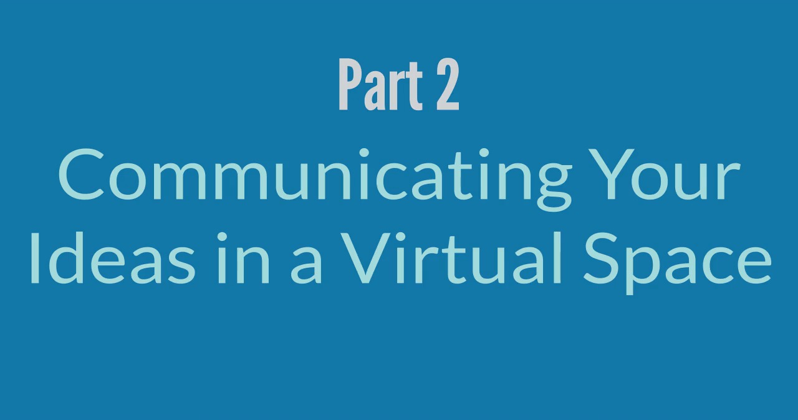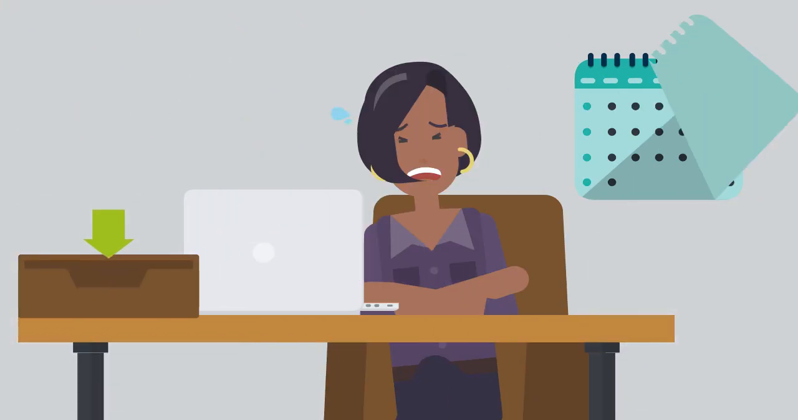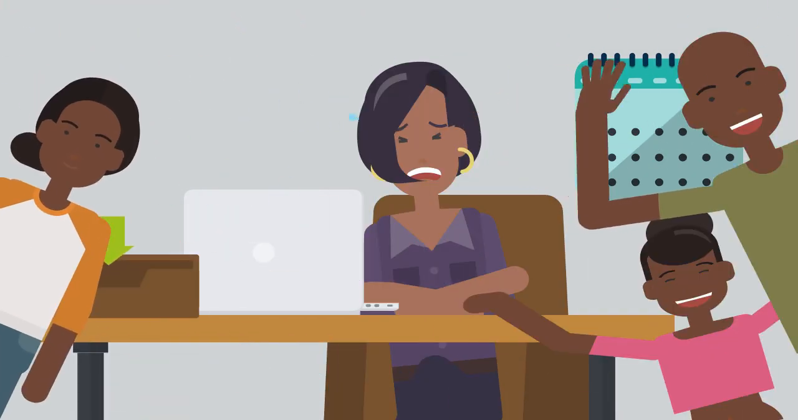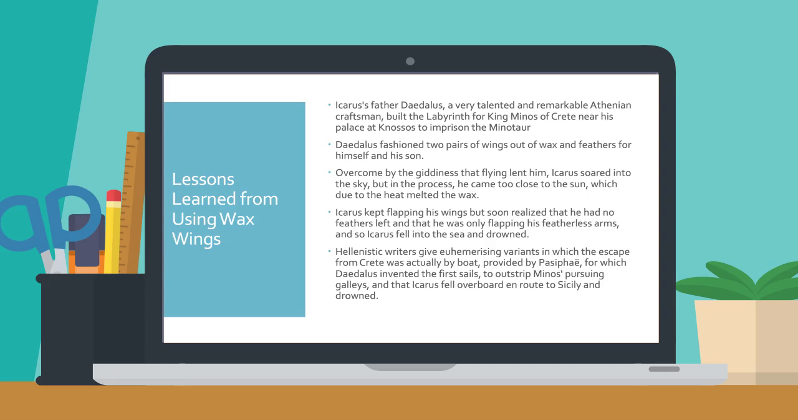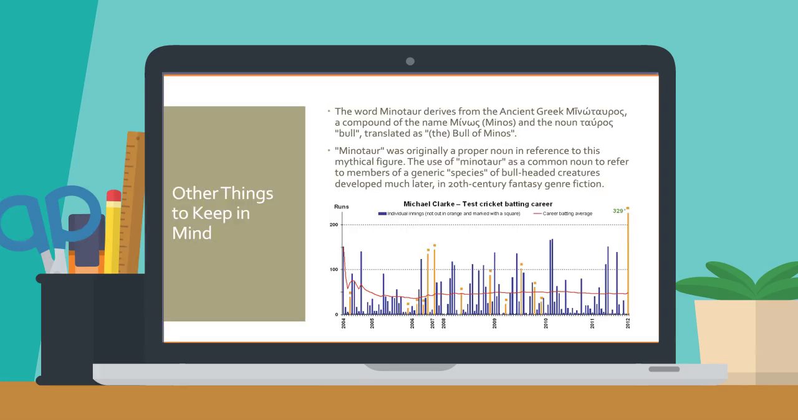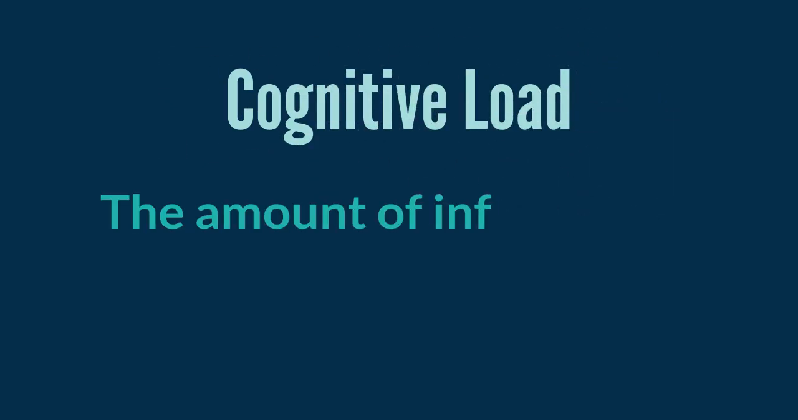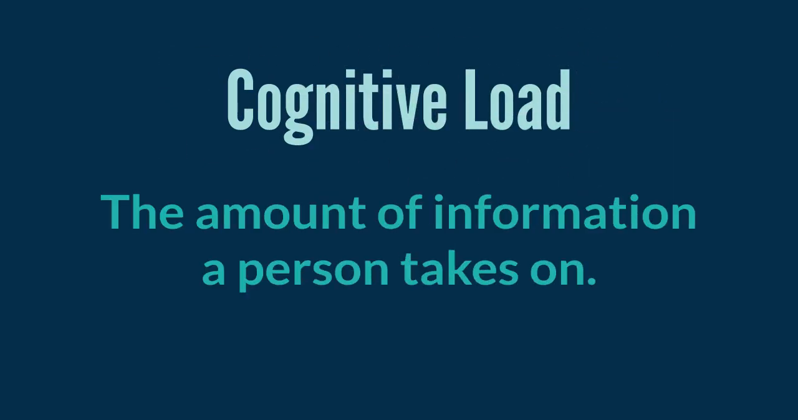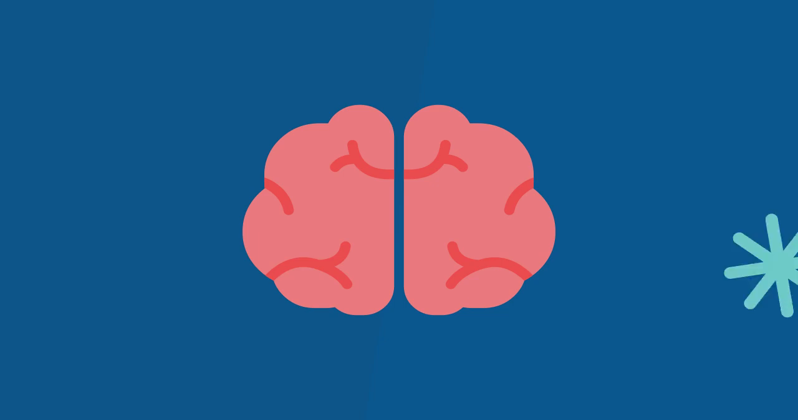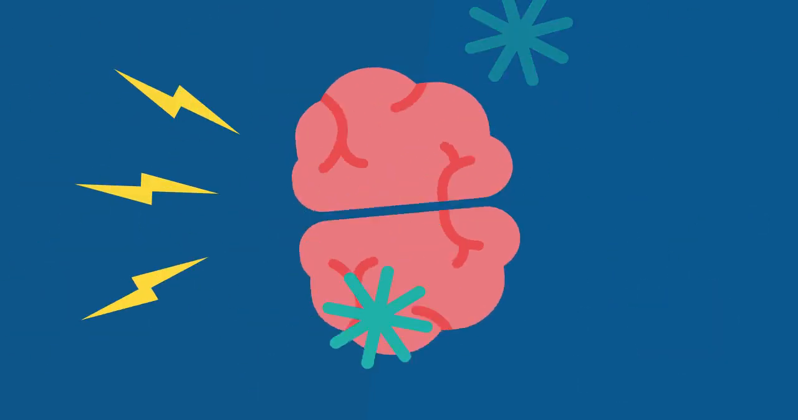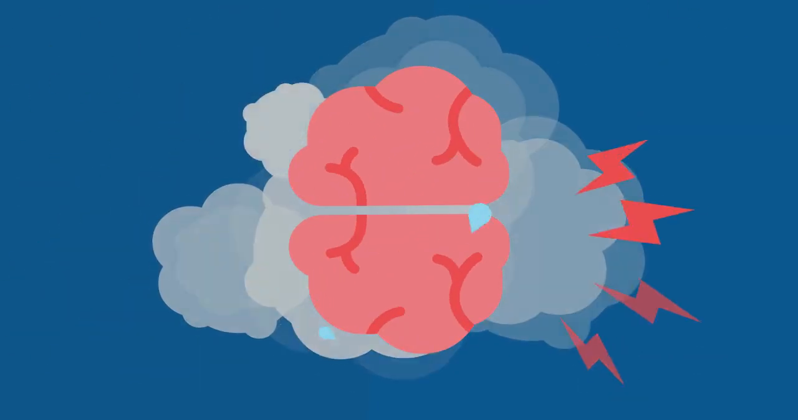Part 2 of the 4-part series to help you design the best workshop for a digital audience. Your audience has a lot going on, so you need to be as direct as possible. Fill your workshop with too much detail, and it will send your audience into cognitive overload. Cognitive load is the amount of information a person can take on at a given time. Throw too much information at someone at once, and that capacity gets overloaded.